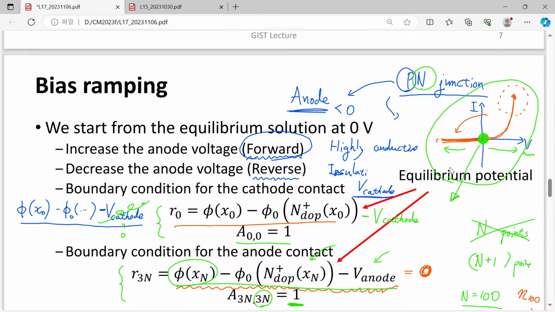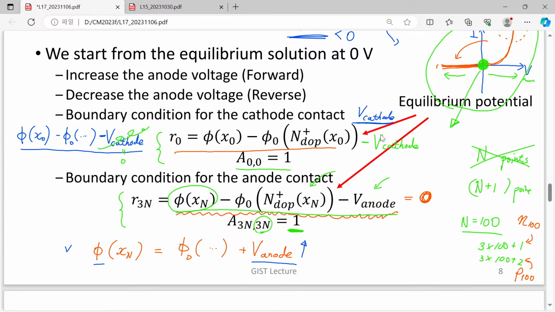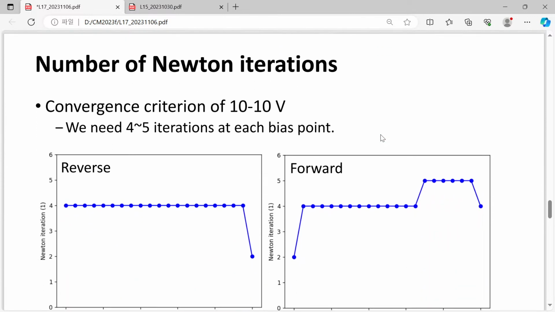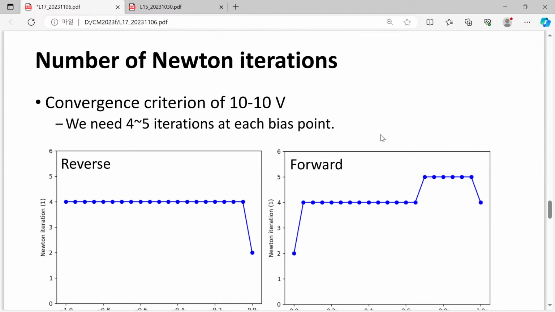If you have any question, then please interrupt me. Since its implementation itself is so simple, because nothing changes except for this boundary condition. Not all boundary conditions, only the electrostatic potential part should be changed. That's it. So you can easily calculate the non-equilibrium case. So now I assume that you eventually succeed in this kind of implementation.